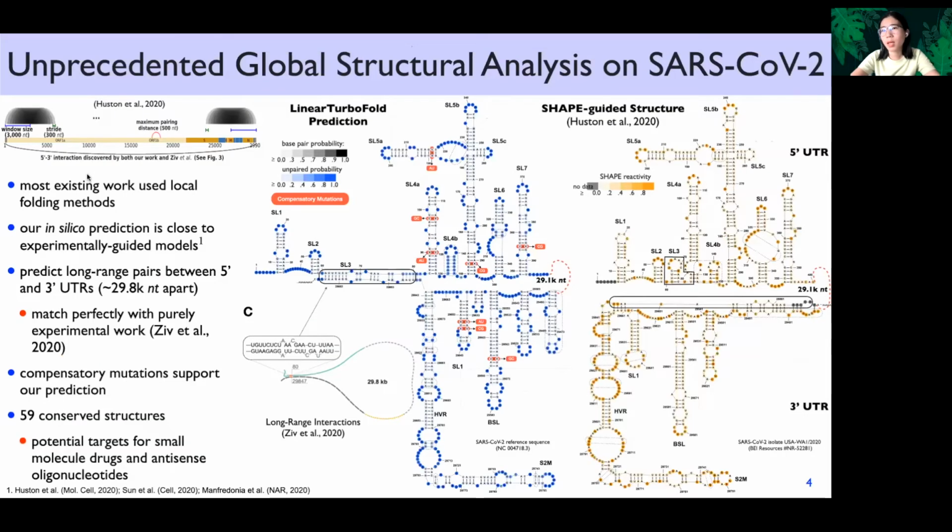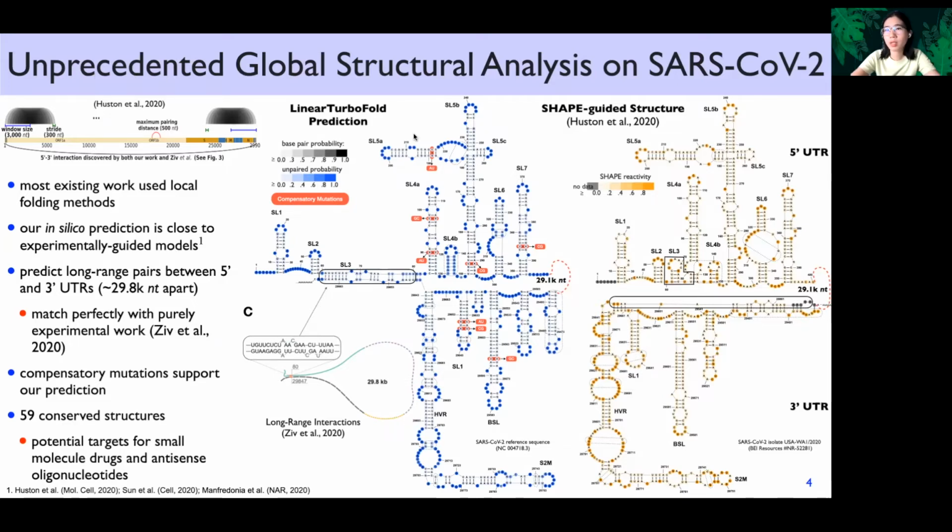As I just said, coronavirus genomes are the longest viral genomes. Most existing work for modeling SARS-CoV-2 structures has to use local folding methods with a short window size and limited base pairing distance, which totally ignores the long-range interactions. But instead, LinearTurboFold enables unprecedented global structural analysis on SARS-CoV-2.